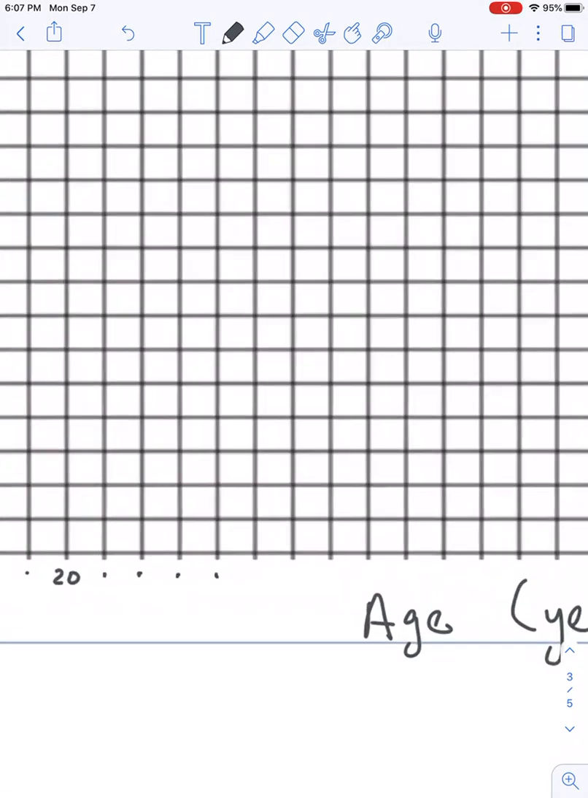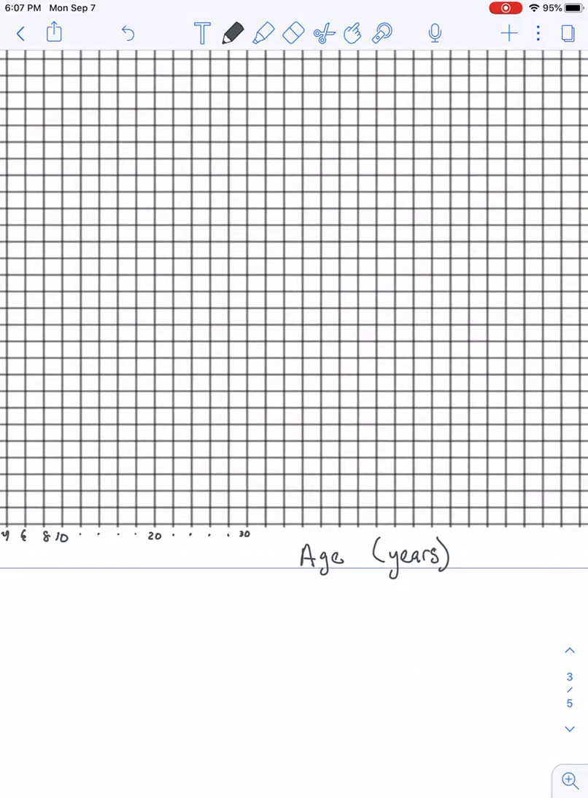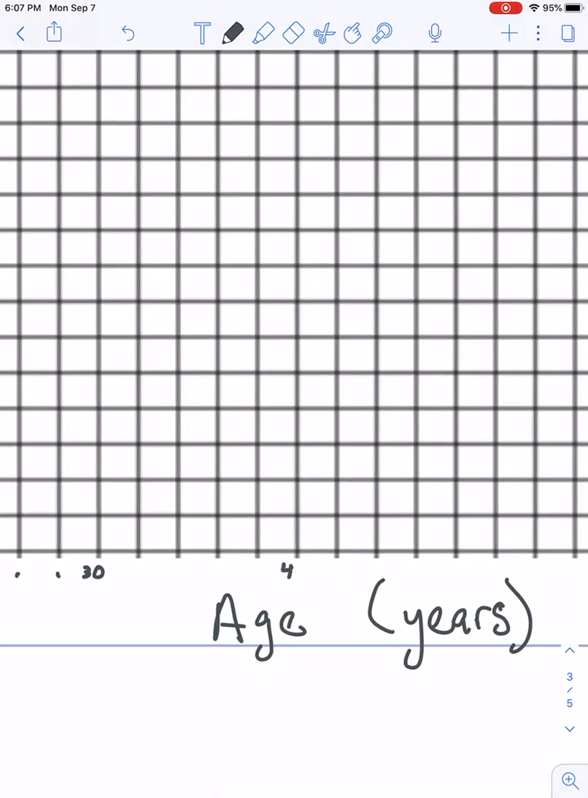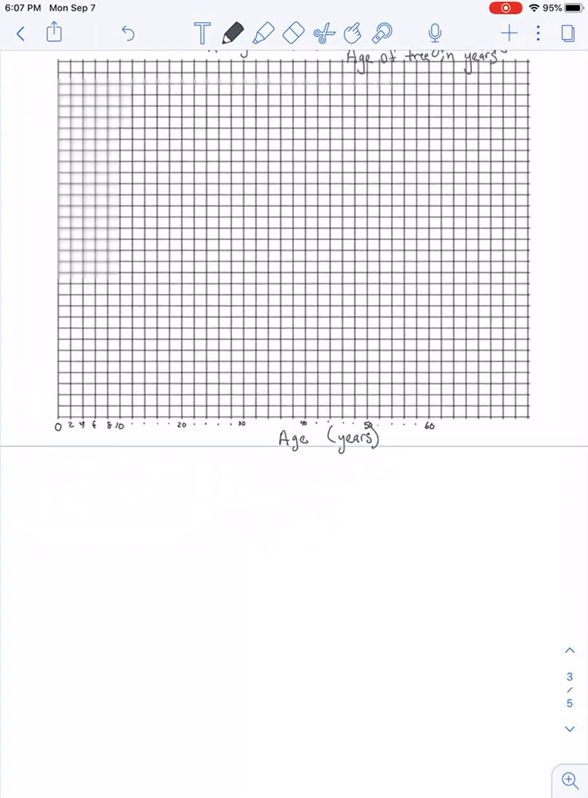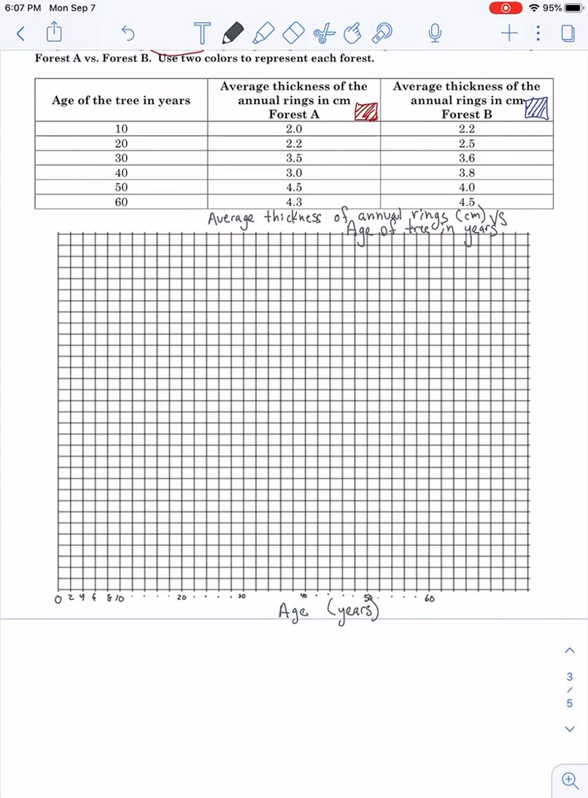2, 4, 6, 8, 30. 2, 4, 6, 8, 40. 6, 8, 50. And look at that. Now, we didn't use toward the end. However, it looks like we made the most of our space. So that's good enough. And then the thickness, the highest number is 4.5 on both graphs. So we have a lot of boxes to work with here.